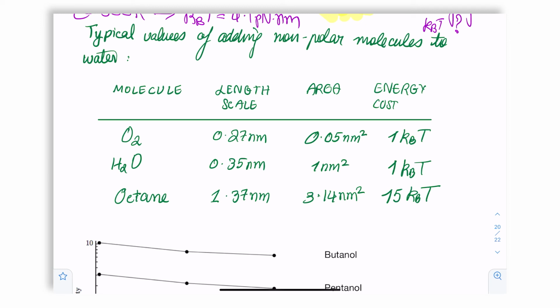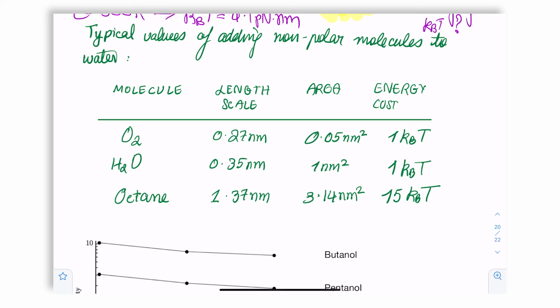And this is really interesting because it's saying that the energy cost of adding oxygen into water is very low. And this is something that you know: you can dissolve oxygen in water up to a certain concentration. This is what fish and all aquatic organisms live on. Dissolving water in water is also 1 kBT.